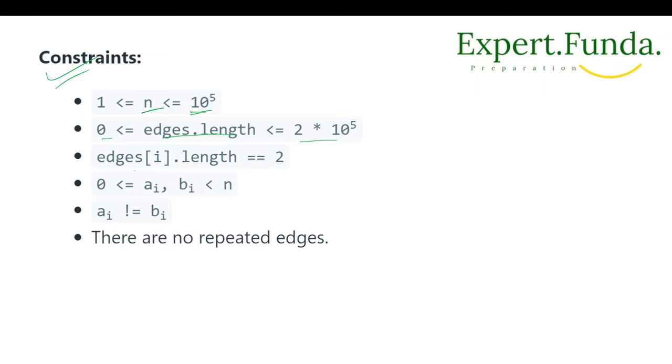Next we have edges.length, which is surely equal to 2, because these two nodes are connected with each other, and node values can be greater than or equal to 0 and less than or equal to n, and both are not equal. Now there are no repeated edges given between the nodes.